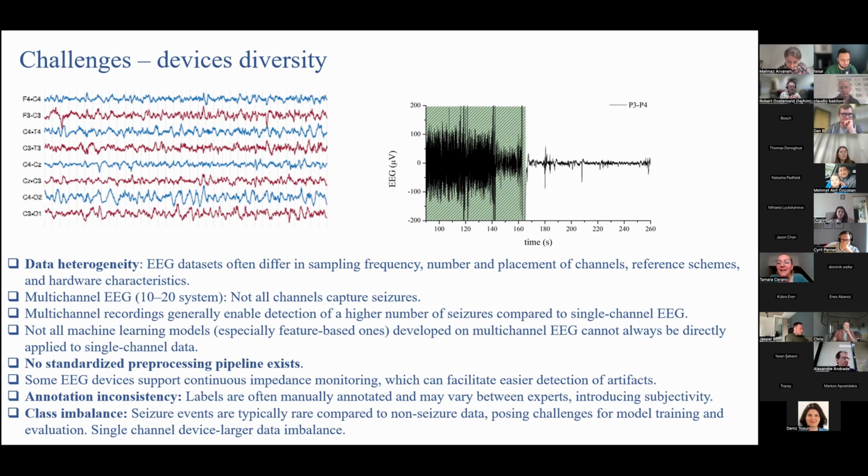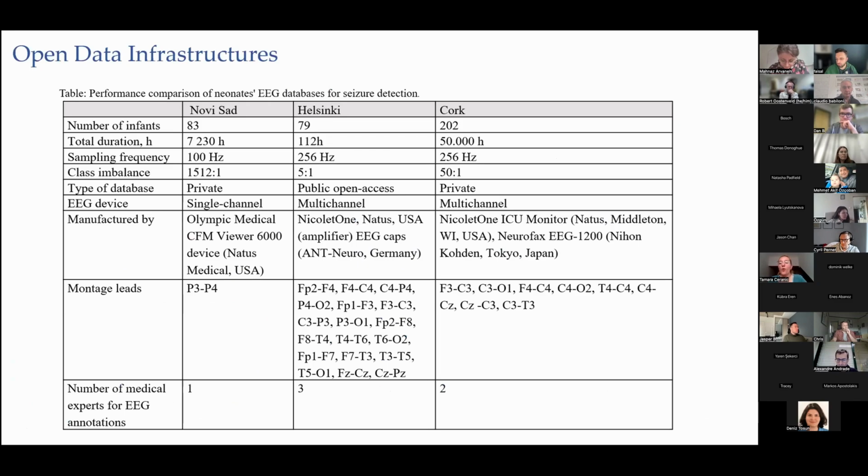Okay, I will be fast. Then single channel EEG influences our imbalanced data sets. So when you use single channel EEG, you have a problem with the number of features, and that is a problem when you are testing your machine learning algorithm. We also don't have any pipeline for pre-processing. In the Infant Center Cork open machine learning competition, even the best submissions used pretty different approaches for pre-processing. So that is one of the limitations.